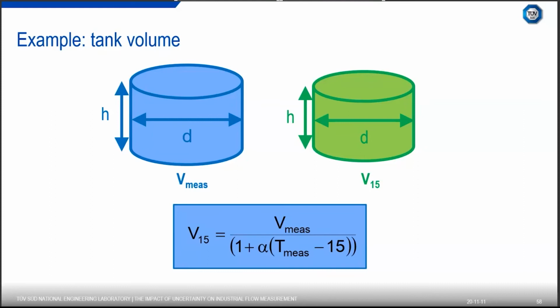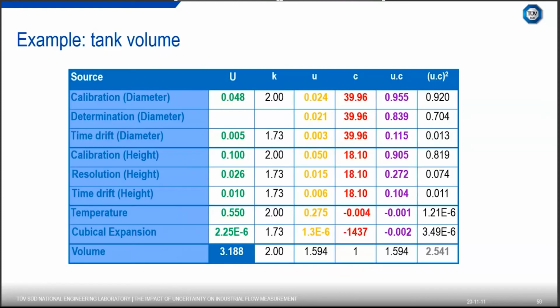So the pi d squared h over 4 is the V measured, and then we take this into account by using some thermal expansion coefficient as well as the temperature measured to calculate what the volume would be at 15 degrees. So again, we just go through the same process.